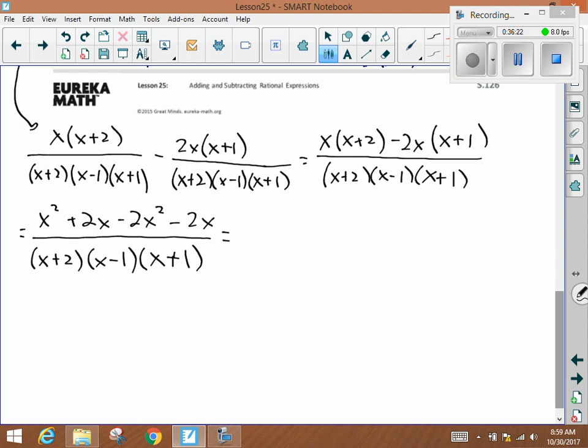I get negative x squared over x plus 2 times x minus 1 times x plus 1. And we'll just leave it like that for now. We can multiply it back out, but we're about to run out of time. And I've got to get faster. The next one's a doozy.